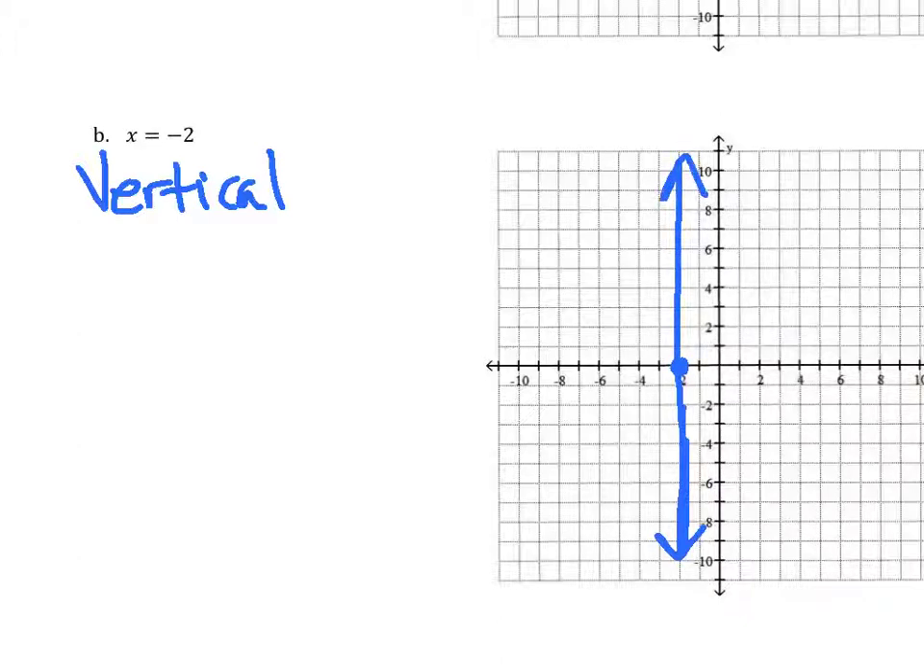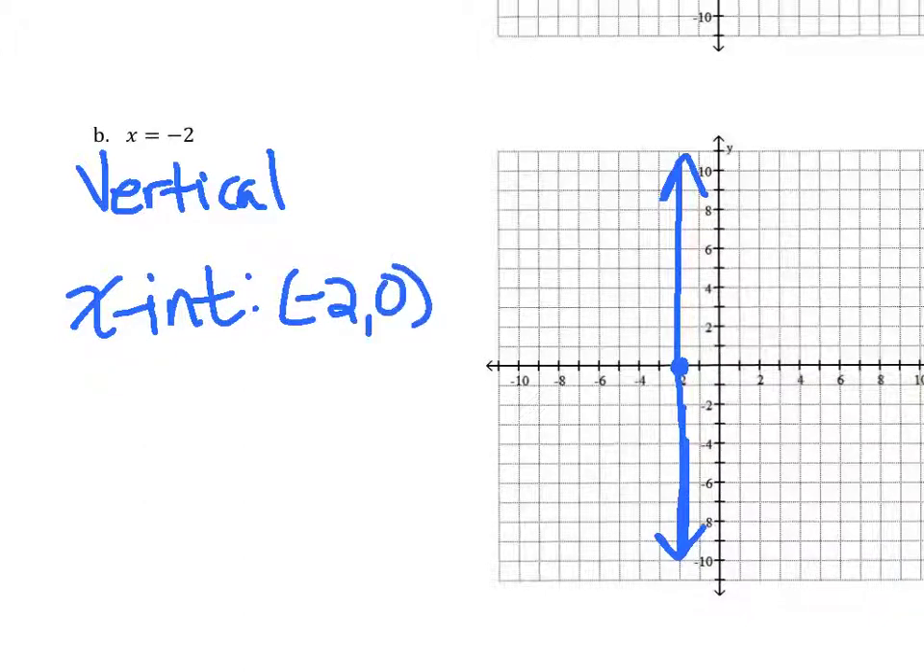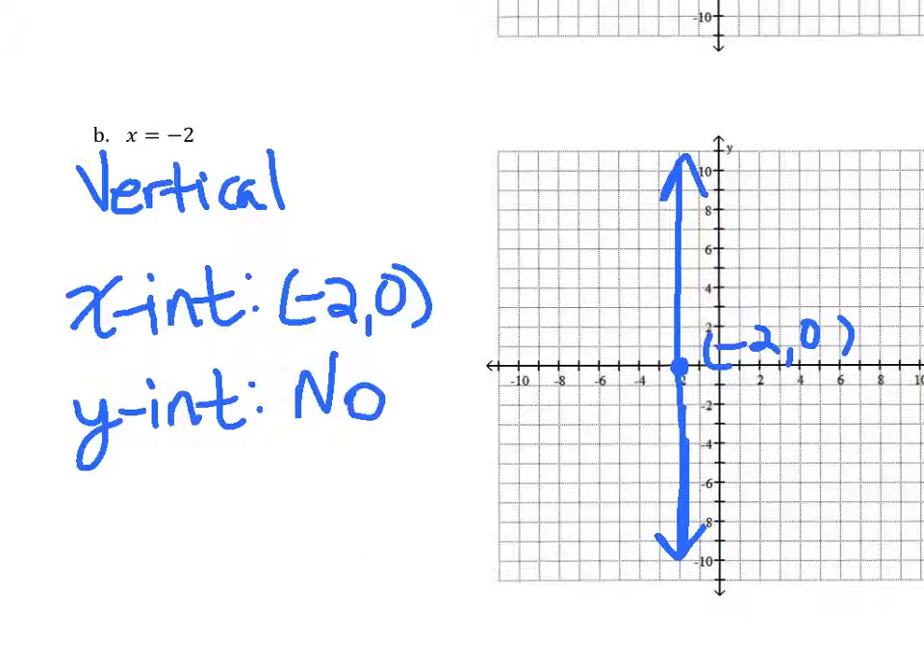But I get this line here. And now if I look at my intercepts, I have an x-intercept at the point -2, 0. So I'm going to label my graph -2, 0. And my y-intercept, well, it doesn't cross my y-axis. So there is no y-intercept. All right, and so that's vertical and horizontal lines. You get the form and you'll be able to graph them.